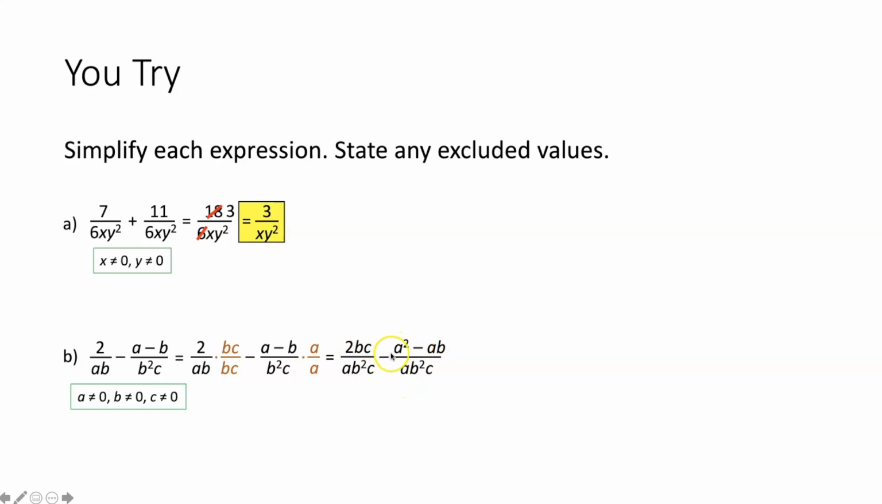So how do I subtract these numerators? Well, remember, this is the most commonly made mistake. You have to distribute this negative to the a squared and to the negative ab. So you can write your answer as 2bc minus a squared plus ab. And we're going to put that all over our common denominator, ab squared times c. Now you look and see, is there anything I can factor out from the numerator? Nope, there's nothing that each of these 3 terms have in common, so there's nothing we can factor out and cancel with our denominator. So we're going to leave this as our answer. Again, make sure you box your excluded values.